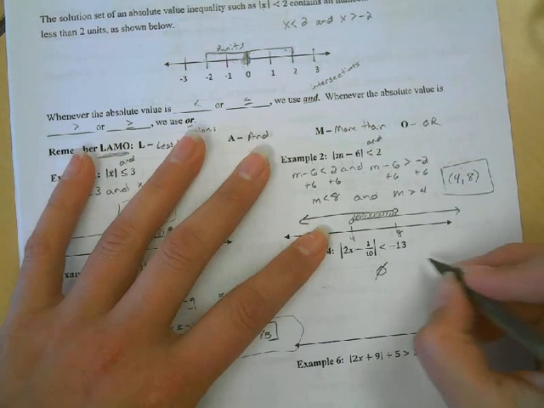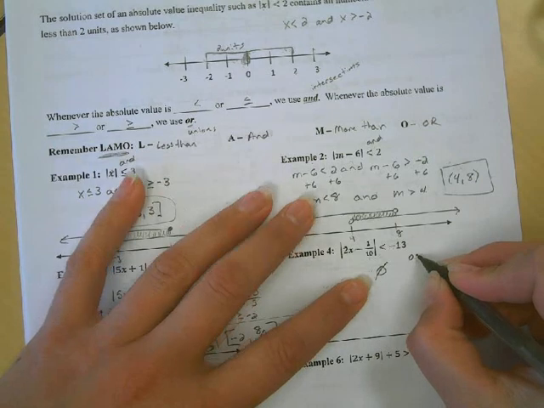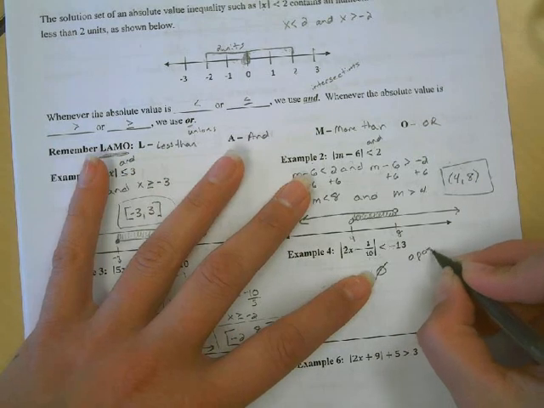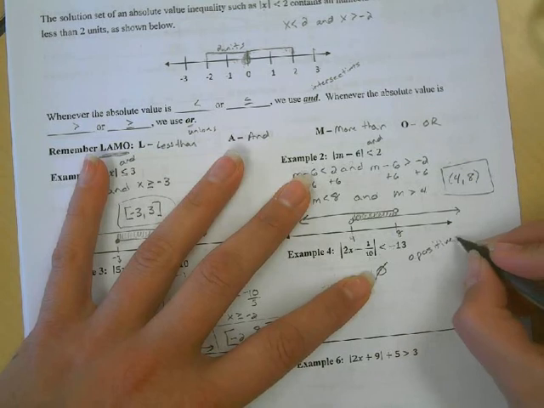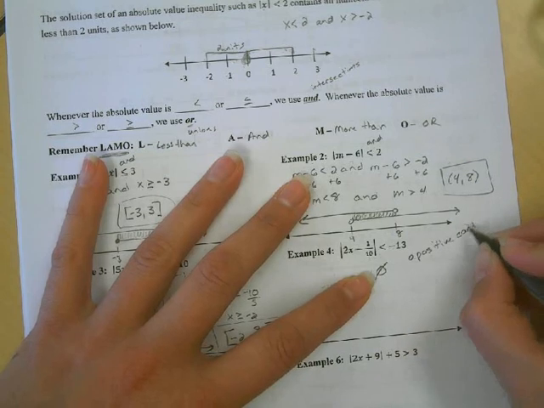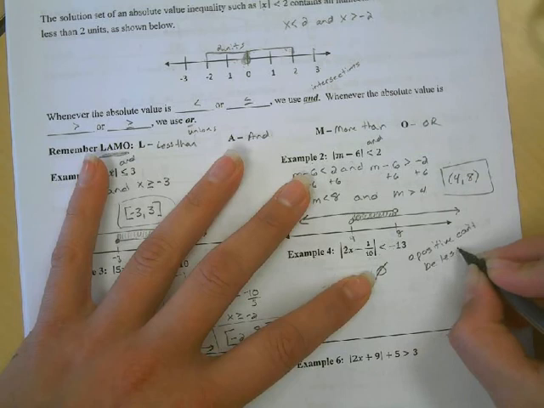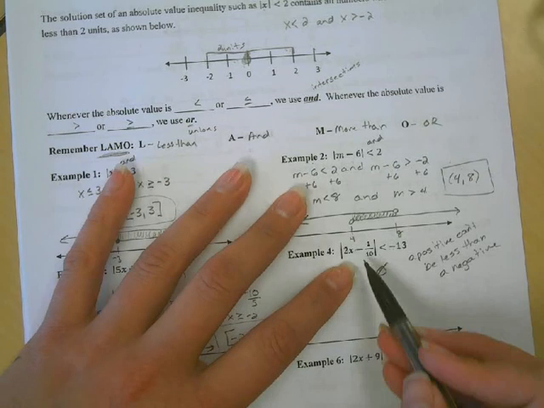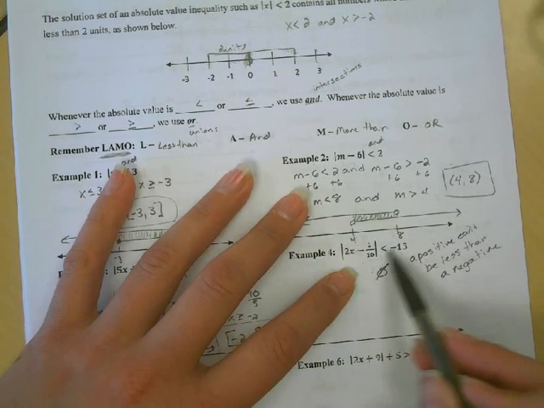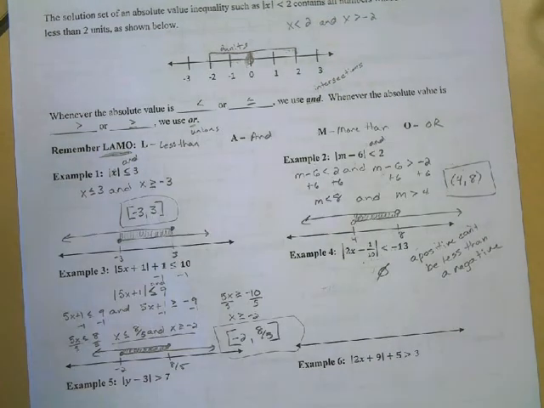A positive can't be less than a negative. Right? Absolute value is always positive, and a positive can never be smaller than a negative. That just doesn't work, right? So that's going to be like that.